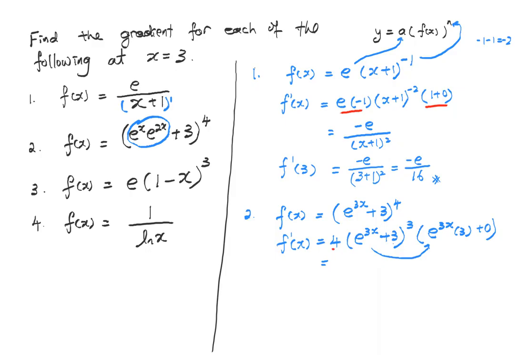Means 4 times 3 is 12. So I write down 12 e to the power of 3x, open bracket, e to the power of 3x plus 3, the whole thing cubed. Okay, so now I substitute x equal to 3. So 12 e to the power 9, e to the power 9 plus 3 cubed. Done. Okay?